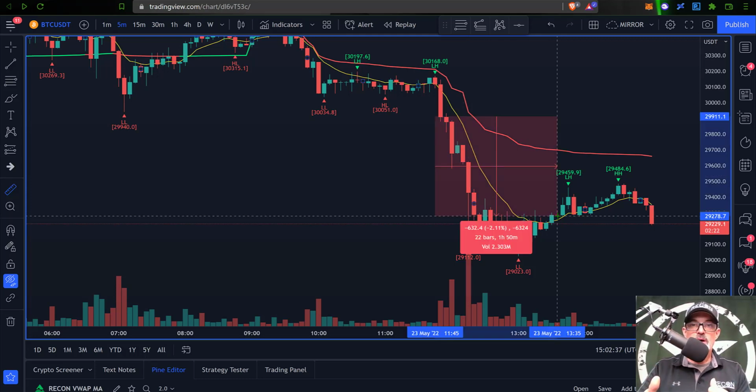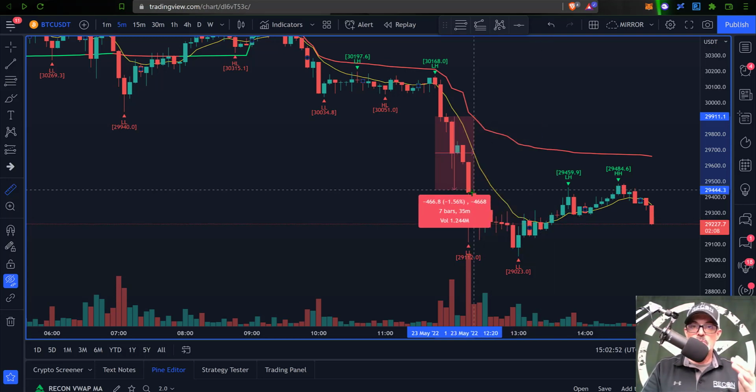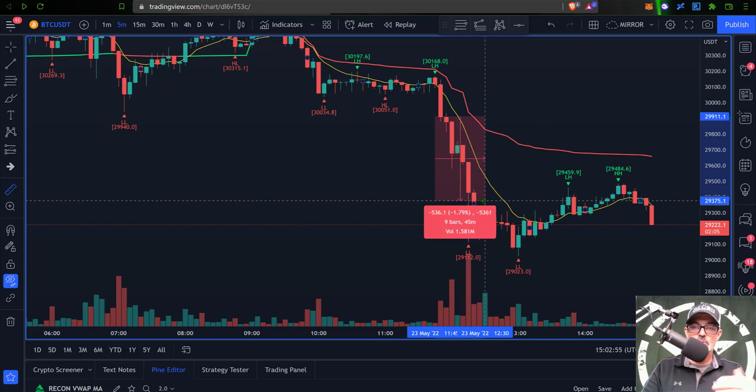Which would have been a 2% profit, or again with leverage, 20% profit when I was risking 1% or 10%. So I still hit that 1 to 2 risk versus reward ratio. You definitely don't want to give up the minimum you're willing to accept, which for me is a 1 to 2 risk versus reward ratio.